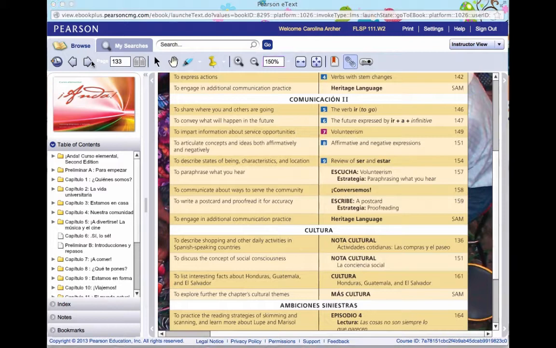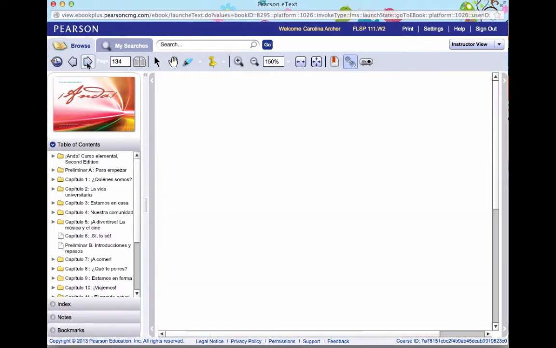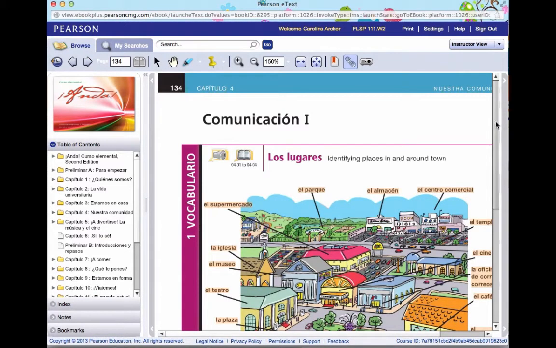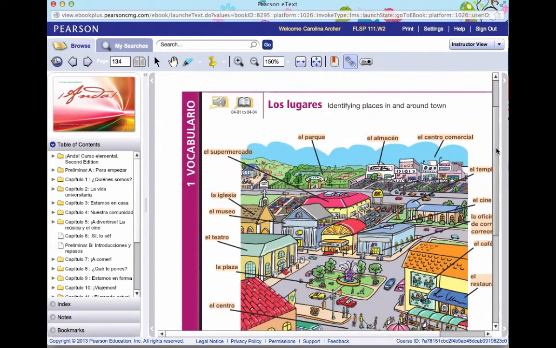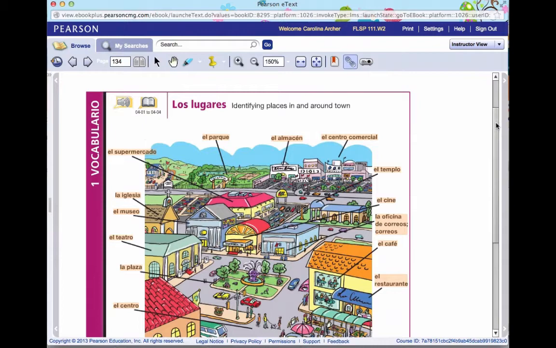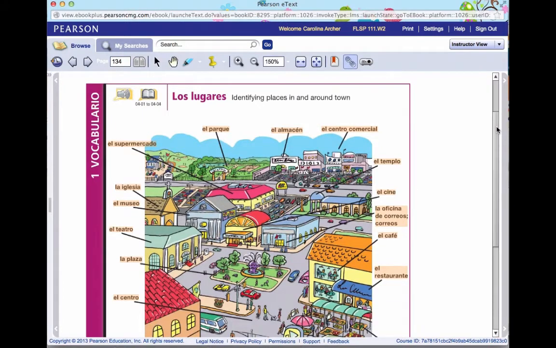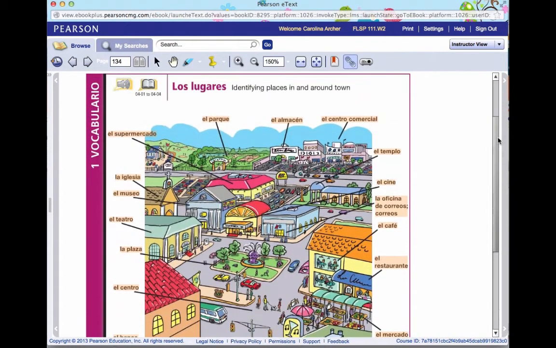So we're going to go ahead and start with the vocabulary, el vocabulario, if this will allow me. Okay, muy bien. Comunicación 1, los lugares. Los lugares means the places. I'm going to close this here. Okay, that's better. Los lugares en la ciudad o en el pueblo, identifying places in and around town. Okay, so remember that you can click on these and you can hear the pronunciation of the words.